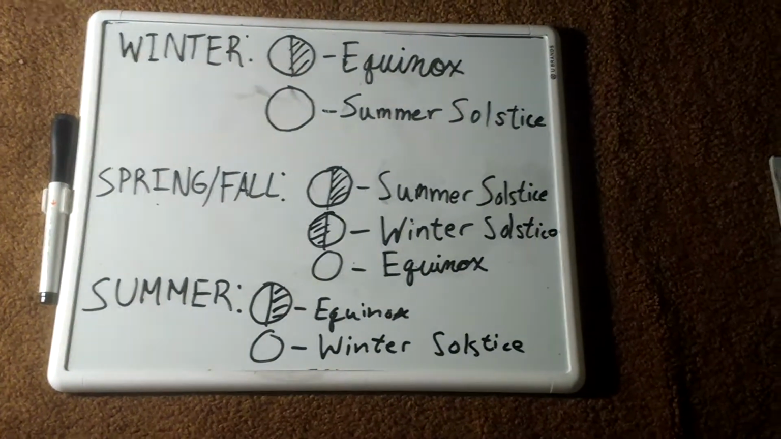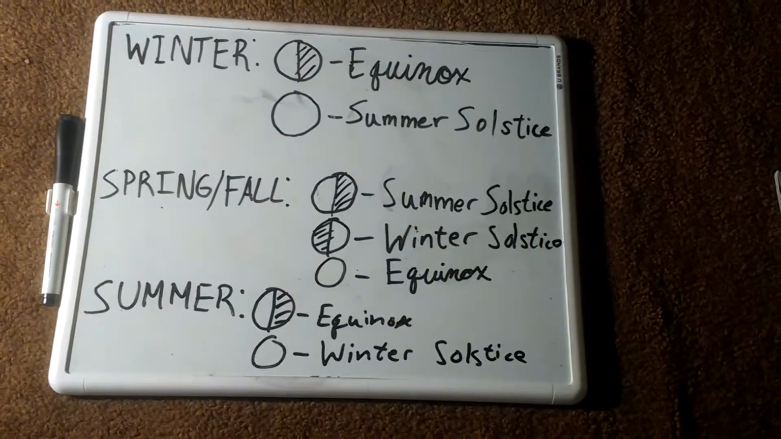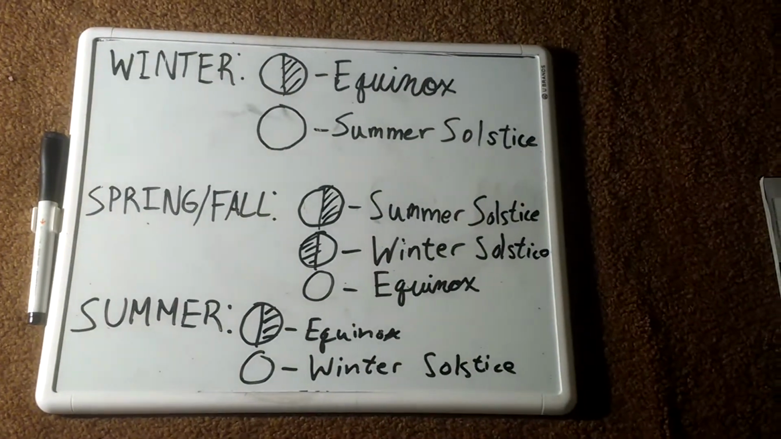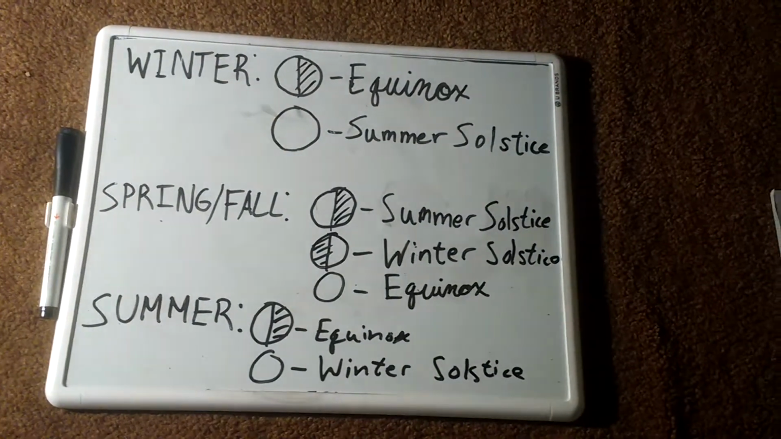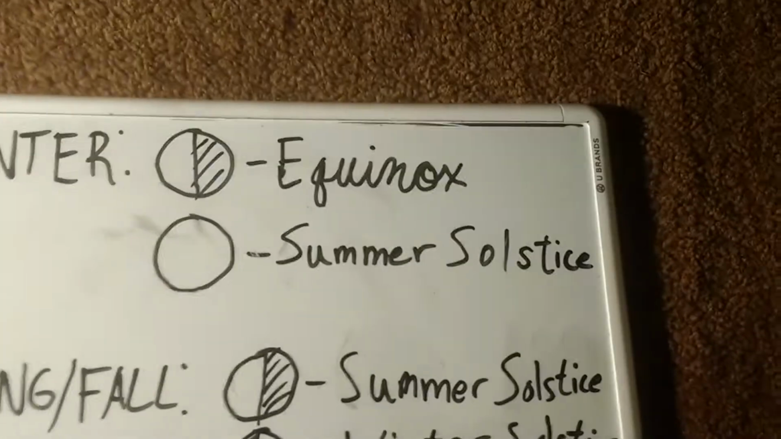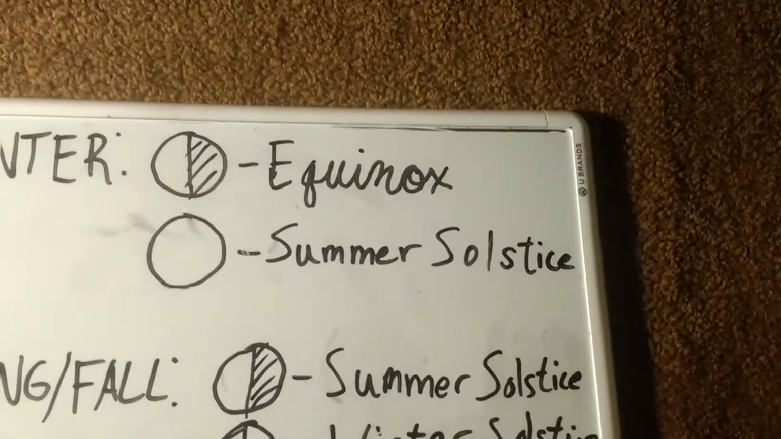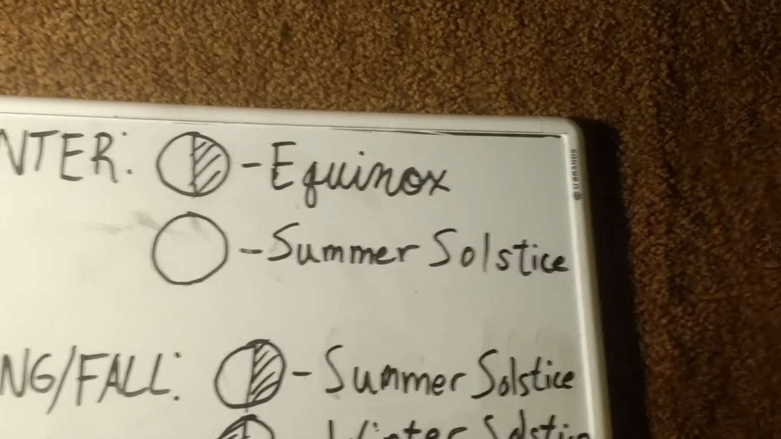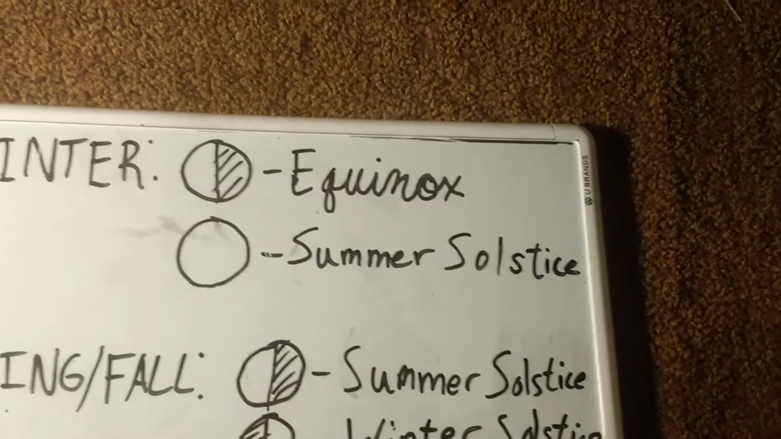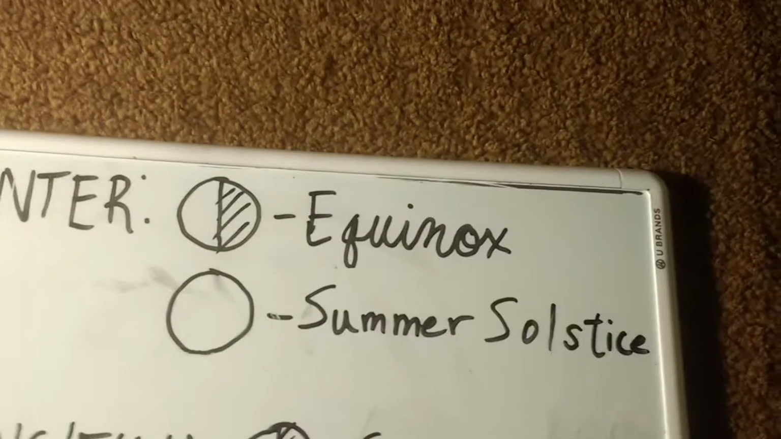So I created this little table, so to speak, to detail what we should expect the moon to do at different times of the year. So, this is winter half moon, so the part that's not shaded is the bright part of the moon. So that means the right side of the moon is lit up. It will act like an equinox in the winter.